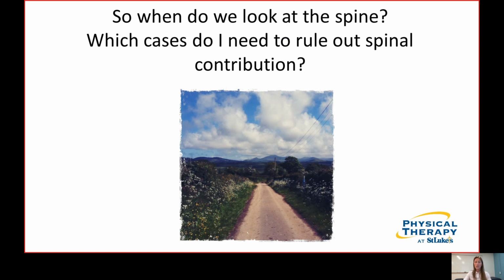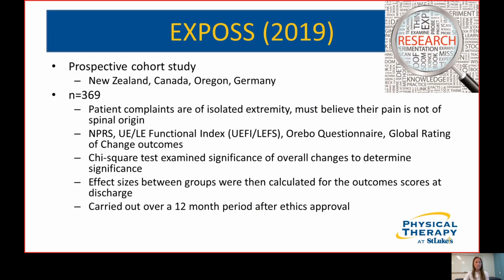Well, let's look at some of the research, and this might give you some input on what your odds are when you're looking. Last year, Richard Rosedale et al. released a prospective cohort study exploring the prevalence of extremity pain of spinal source. It's also known as the XPOS study. They collected data for about 12 months in New Zealand, Canada, Oregon, and Germany. They had a sample size that budgeted them a 95% confidence interval and 5% precision.